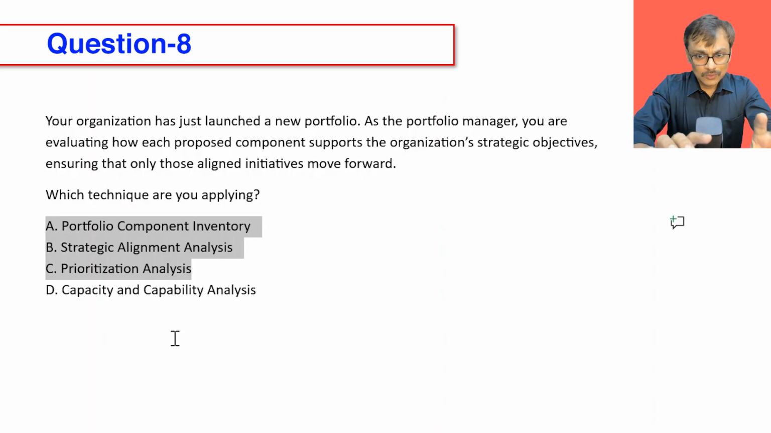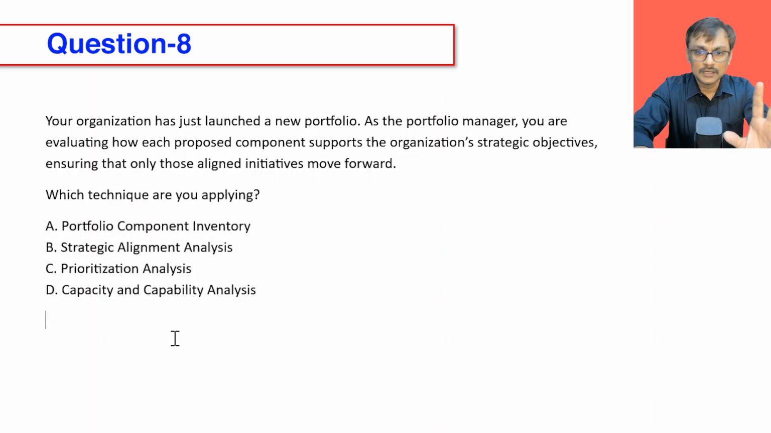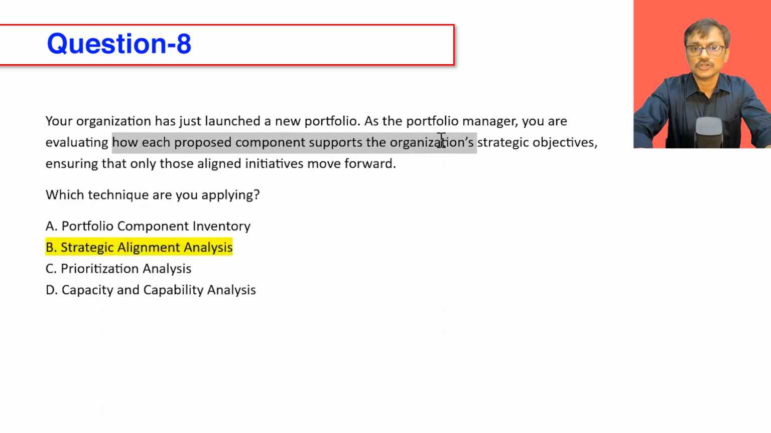Yeah, so the same trap which I shared with you before: the same process, but more than one tool and technique coming as options. Say if you only get one tool and technique which comes from develop portfolio strategic plan, then the question gets easy. Now I am focusing on strategic alignment, and that comes from strategic alignment analysis. So I should be doing strategic alignment analysis, because the question is asking how each proposed component supports the organization's strategic objective. Yeah, so because of this statement, I am selecting option B.